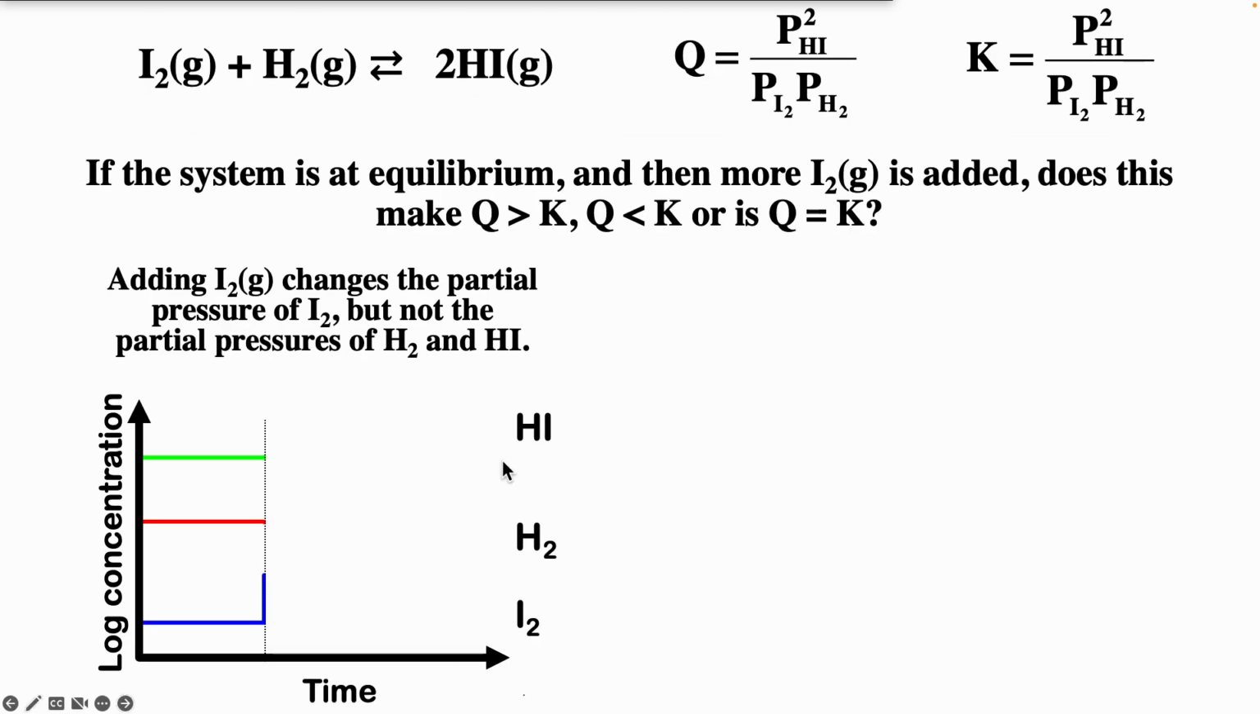And so here we have a different reaction: iodine gas plus hydrogen gas forming hydrogen iodide gas. If the system's at equilibrium and then more iodine is added, does that make Q greater than K, less than K, or equal to K? So Q is here. If we add iodine gas, Q will get smaller, and so Q will be less than K.